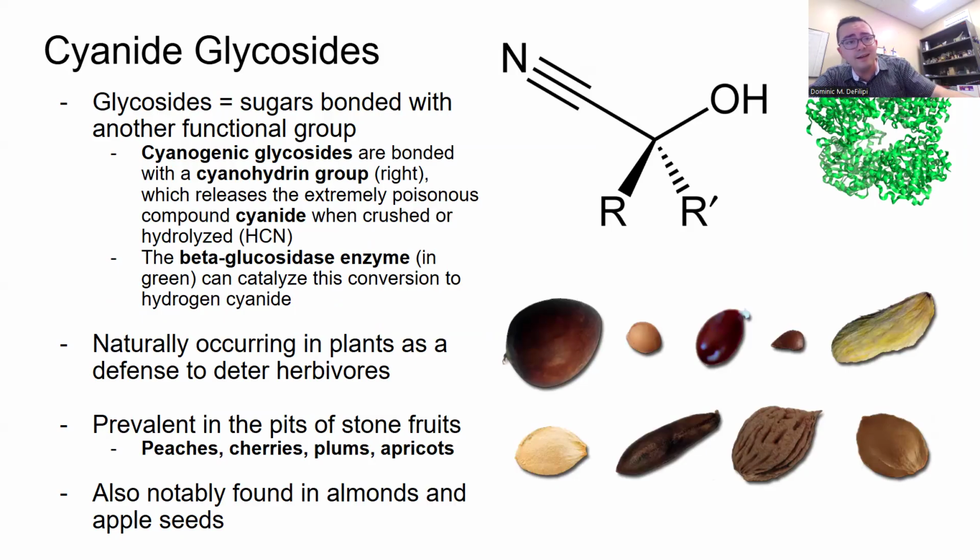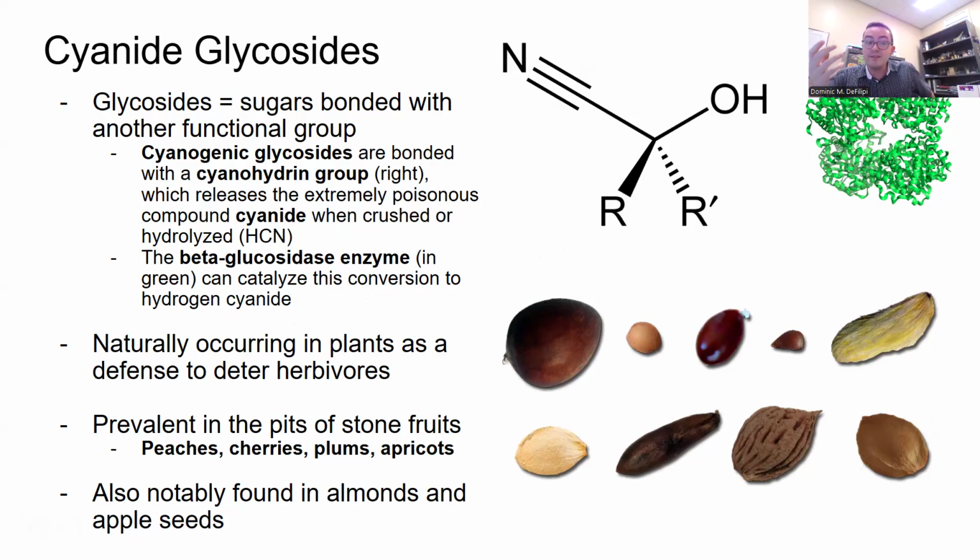So cyanide glycosides are just sugars bonded with another functional group, in this case, the cyanic group. Cyanogenic glycosides are bonded with a cyanohydrin group, which releases the extremely poisonous compound cyanide when crushed or hydrolyzed. So cyanogenic glycosides are not poisonous in themselves. However, when they undergo metabolism within the body, they can turn into cyanide and lead to cyanide poisoning. The beta-glucosidase enzyme is what we have, this little green guy right over here, that can catalyze this conversion into hydrogen cyanide and ultimately lead to some significant cytotoxic problems.